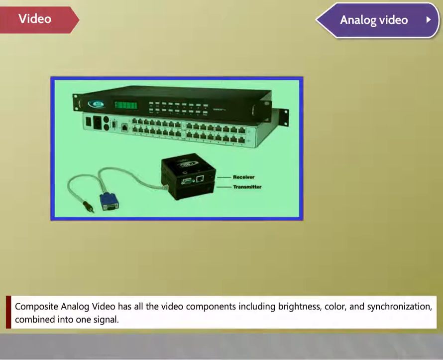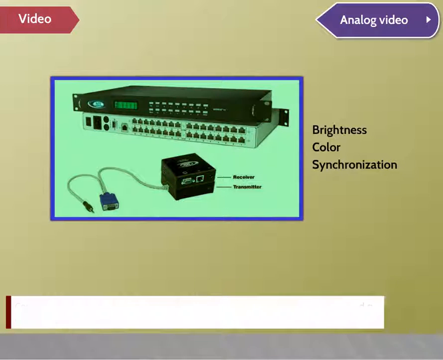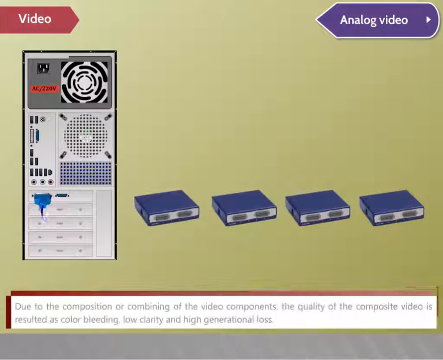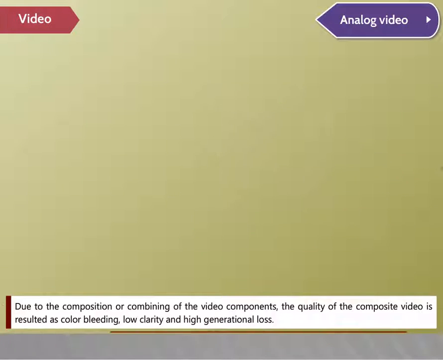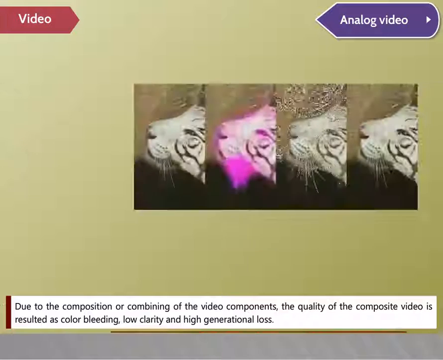Composite analog video has all the video components, including brightness, color, and synchronization, combined into one signal. Due to the combining of the video components, the quality of the composite video results in color bleeding, low clarity, and high generational loss.